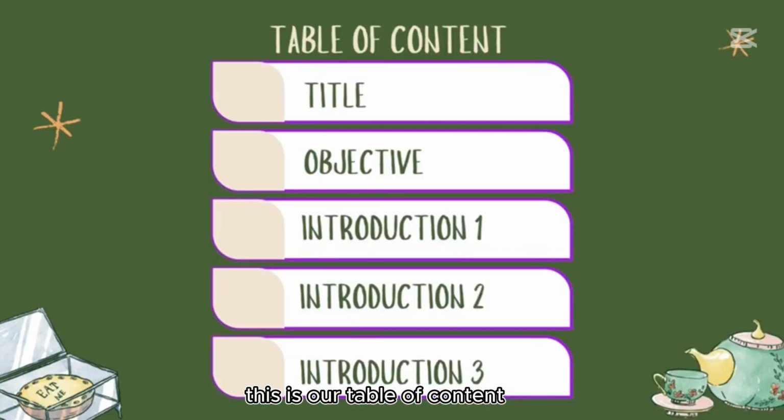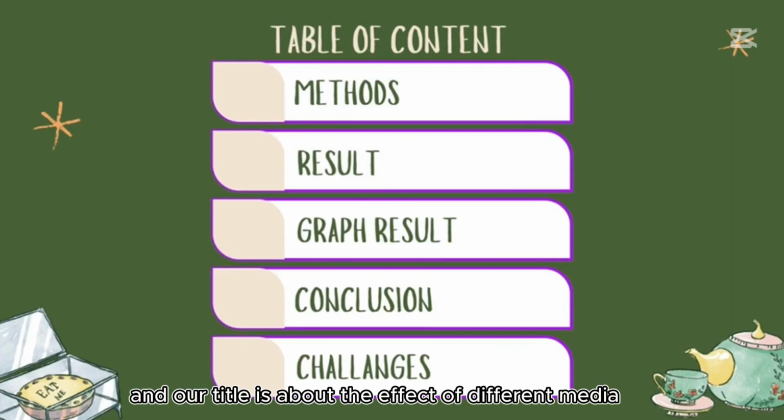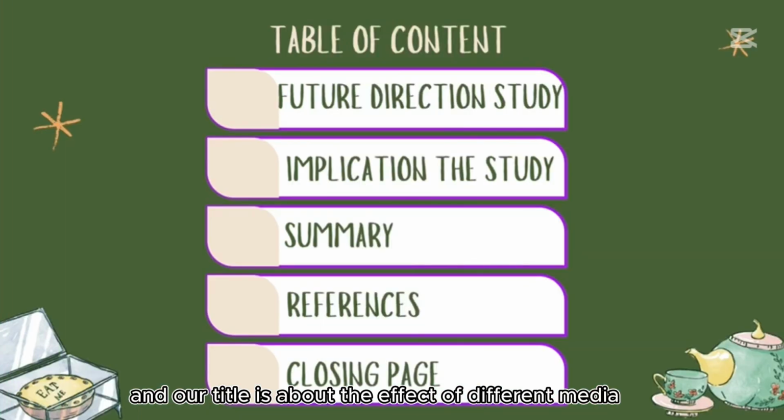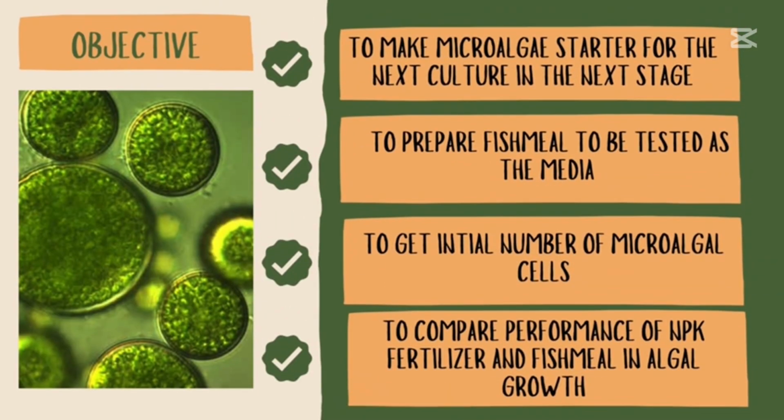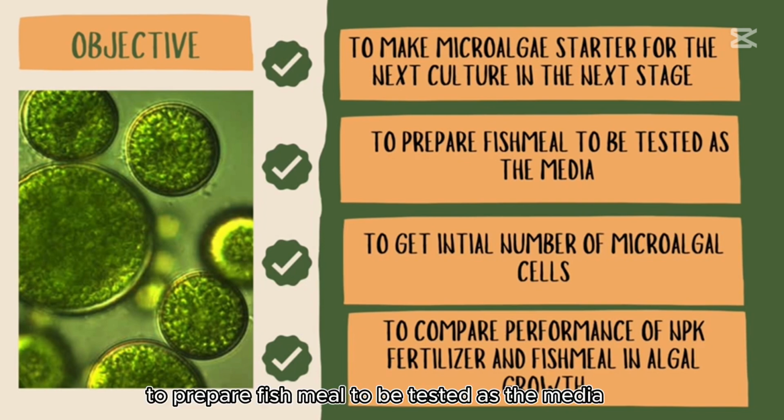This is our table of content, and our title is about the effect of different media on the growth of algae. Our objective here is to make sure microalgae started for the next culture in the next stage. Next, to prepare fish meal to be tested as the media, to gain initial number of microalgae cells, to compare performance of NPK fertilizer and fish meal in algae growth.